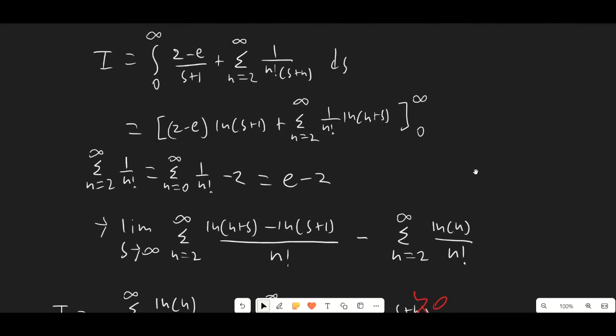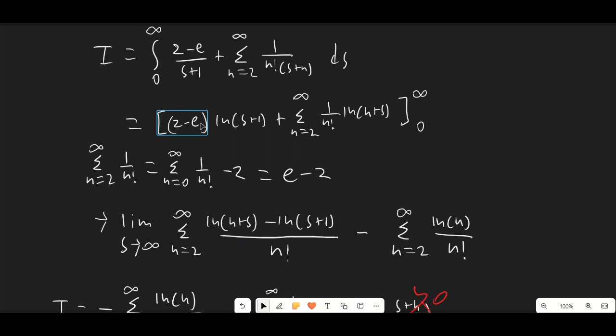So to aid us in evaluating this limit right here, we're going to use the fact that the sum from n equals 2 to infinity of 1 over n factorial is the same as the sum from n equals 0 to infinity of 1 over n factorial minus the first two terms, which are both 1. So that means this right here is e, and this is just minus 2. So overall we get e minus 2.